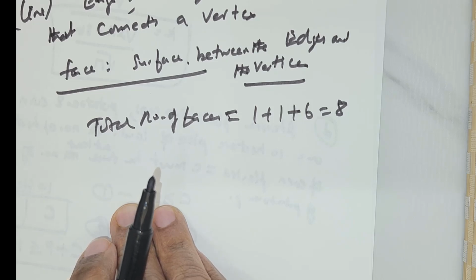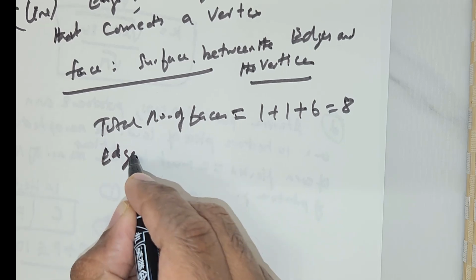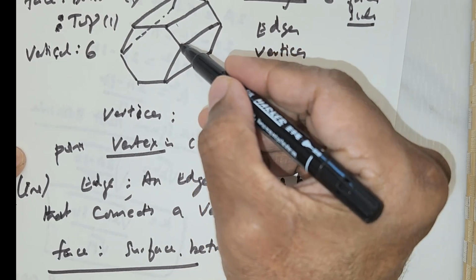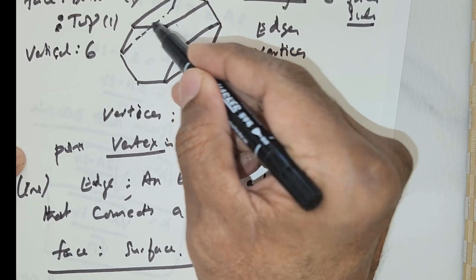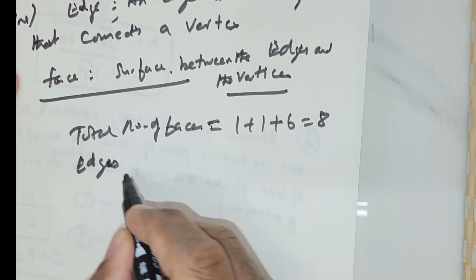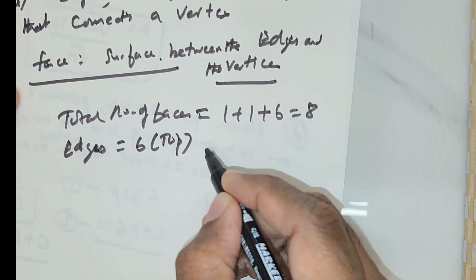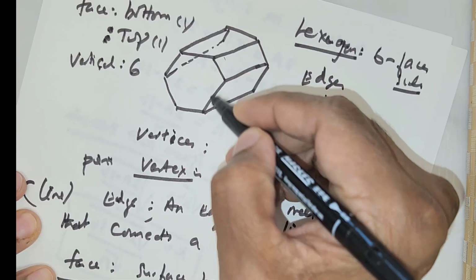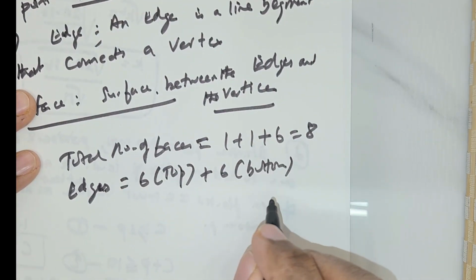Now the next comes the edges. Now you will have to know the edge. So what is the edge? I told you an edge is nothing but the line segment. So you see here, you have a line here, a line here, a line here, a line, a line, a line. So how many edges are on the top? You have 6 at the top, and how many do you have at the bottom? The same way, right? You have the same number of lines at the bottom also. So you have 6 in the bottom.